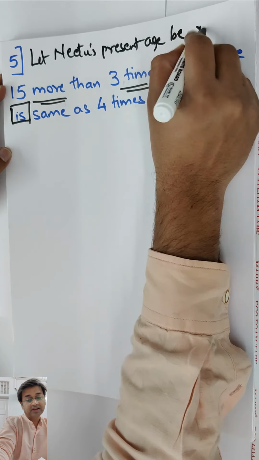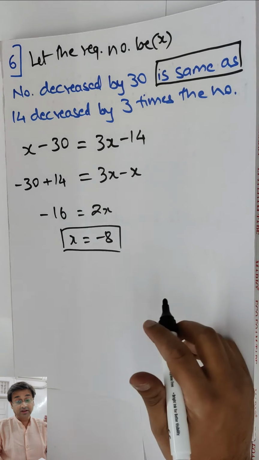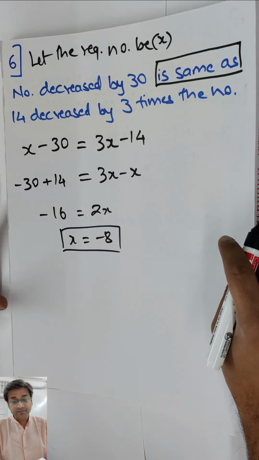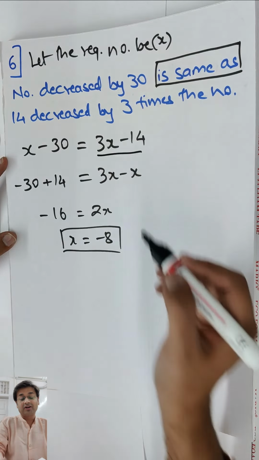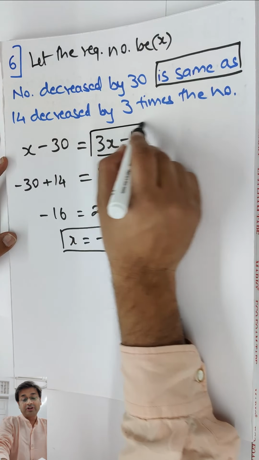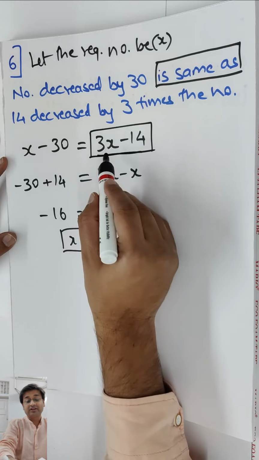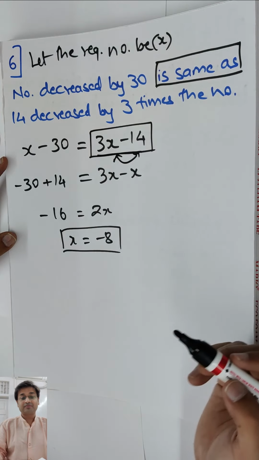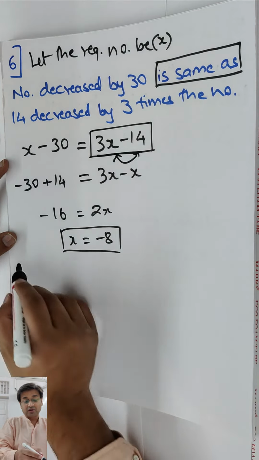The answer is 11. So we'll have to rethink again. A number decreased by 30 is the same as 14... Oh, 14 decreased by 3 times the number. See what a lovely mistake we have done. 14 is decreased by 3 times, and we decreased 3 times by 14. It has to be the opposite of this. My bad, sorry. So again, x minus 30 is the same as 14 decreased by 3x.